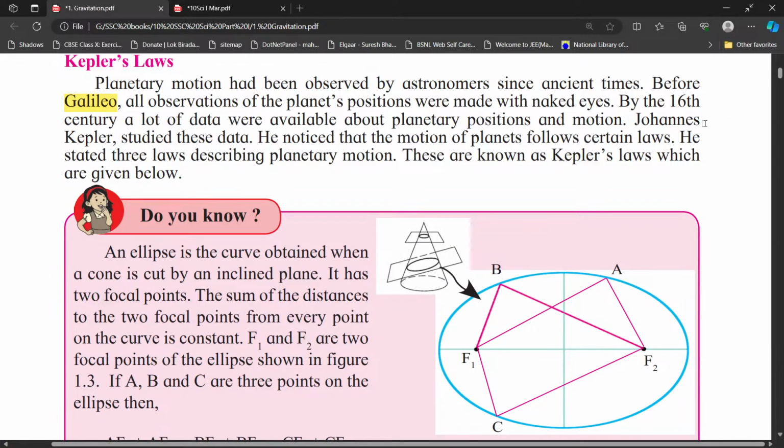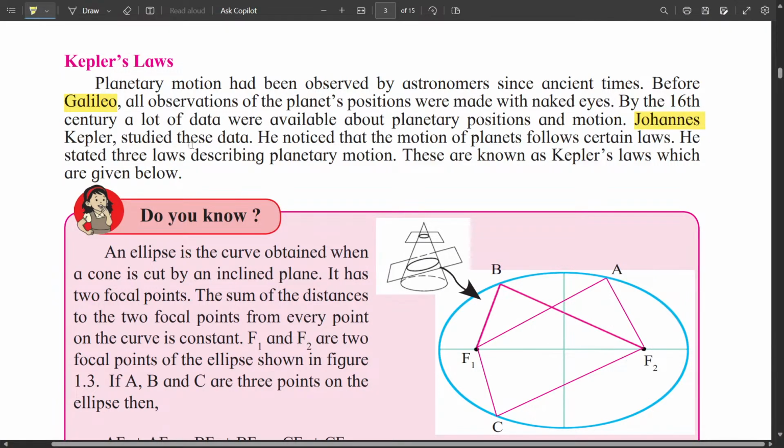Johannes Kepler studied this data. He noticed that the motion of the planets follows certain laws. He stated 3 laws describing planetary motion, and these laws are known as Kepler's laws, which are given below. Now, Kepler couldn't explain the reason behind these planetary motions. He only observed the motions, and then from that he deduced the laws mathematically.